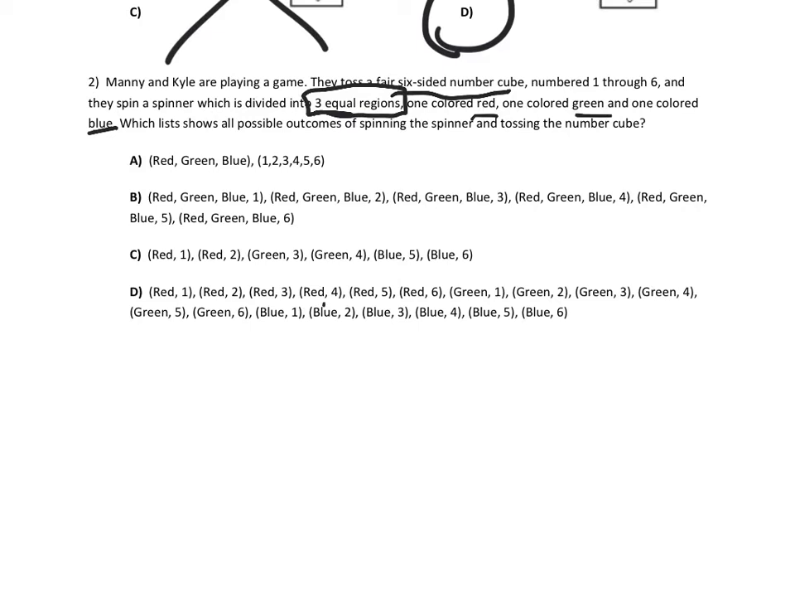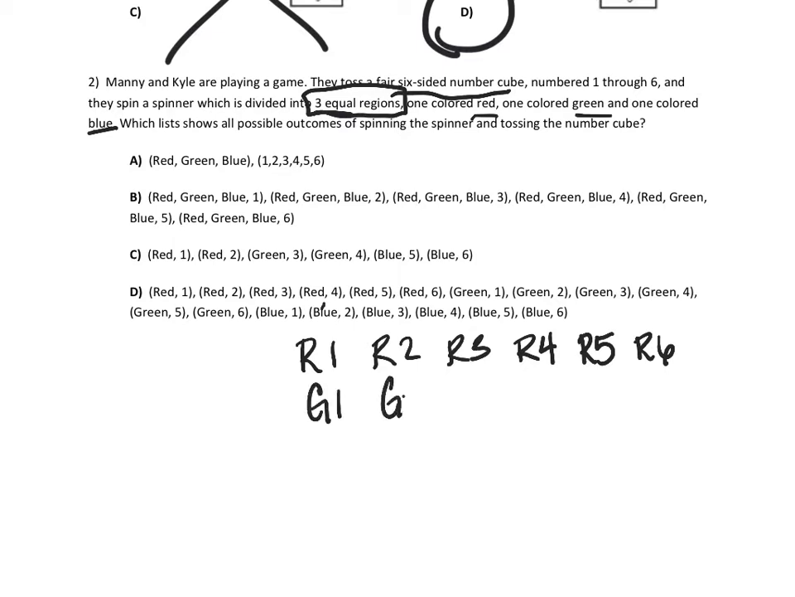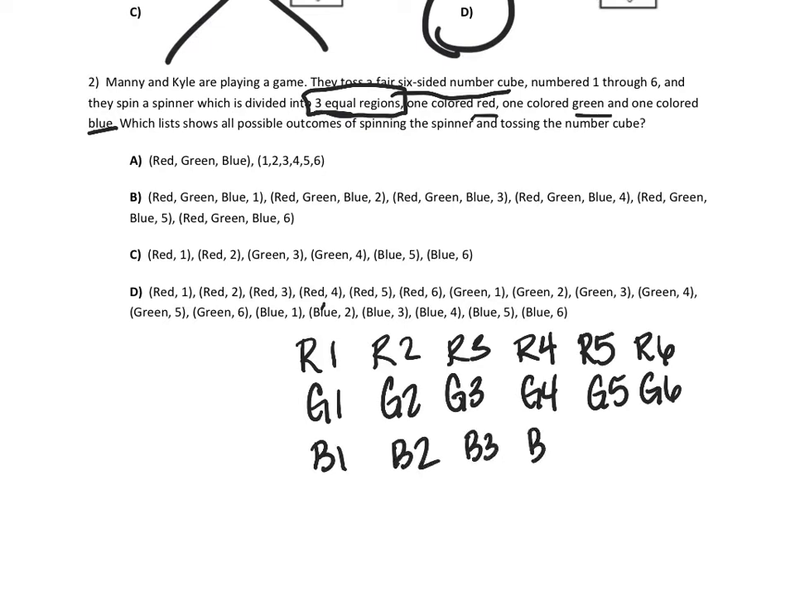So I would say red 1, red 2, red 3, red 4, red 5, and red 6. Green 1, green 2, green 3, green 4, green 5, and green 6. And then blue 1, blue 2, blue 3, blue 4, blue 5, and blue 6. Okay? So that's all of my option choices.